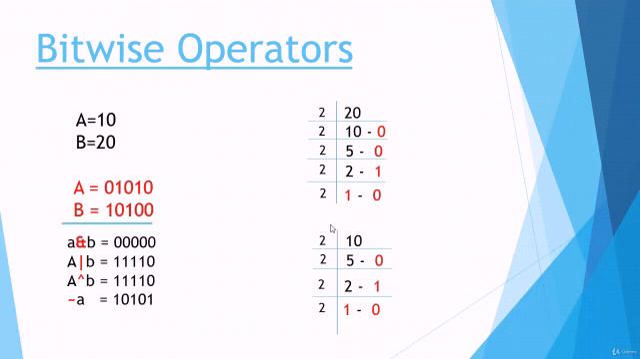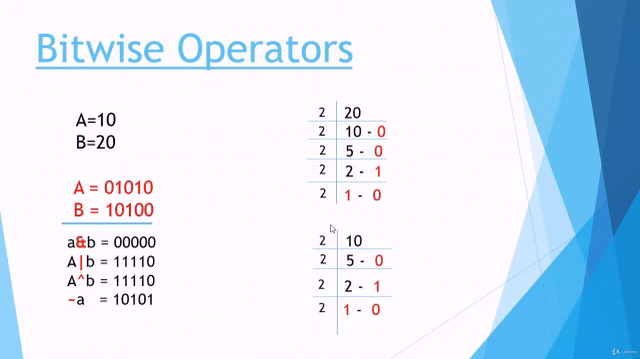Now, bitwise operators. There are a bunch of bitwise operators like AND, OR, XOR, negation, etc. I have just taken four operators: AND, OR, XOR, and negation. Now there is a variable A which has a value of 10 and B which has a value of 20. I hope you have knowledge about the LCM. I have just taken the LCM.